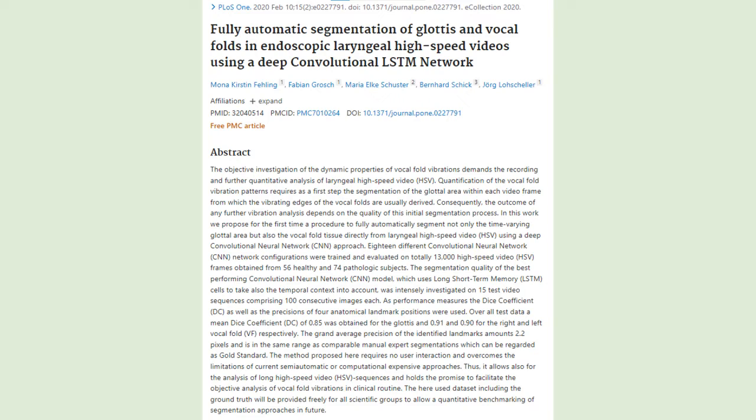18 different convolutional neural networks were trained on 13,000 high-speed video frames and compared to the ground truth for precision measured with dice coefficient. The highest performing network was a convolutional neural network using long short-term memory. Overall test data resulted in a mean dice coefficient of 85% for glottis, 91% for the right vocal fold, and 90% for the left vocal fold.